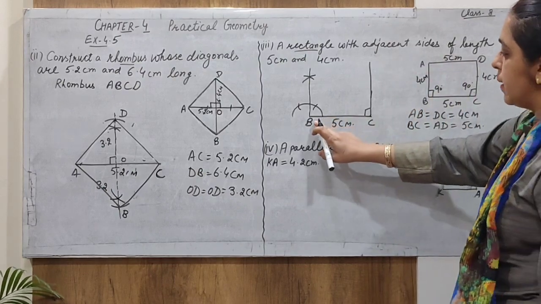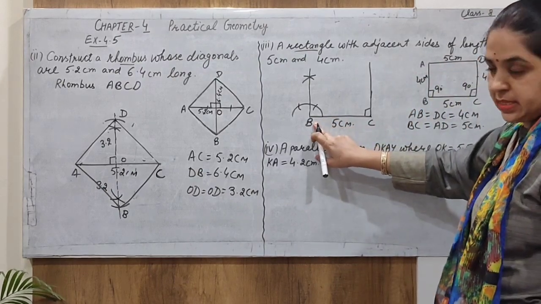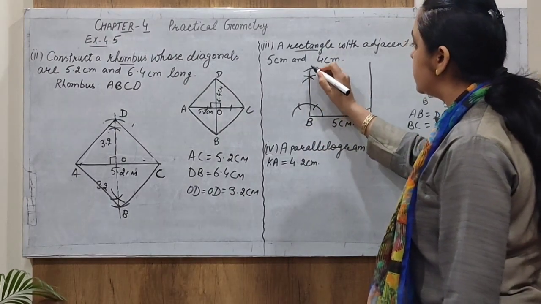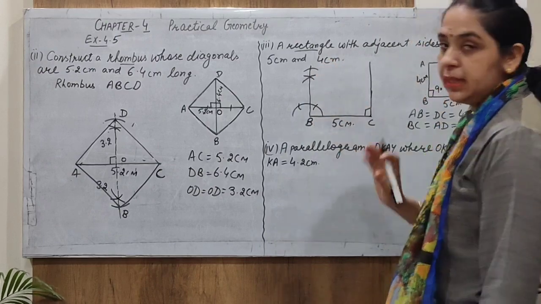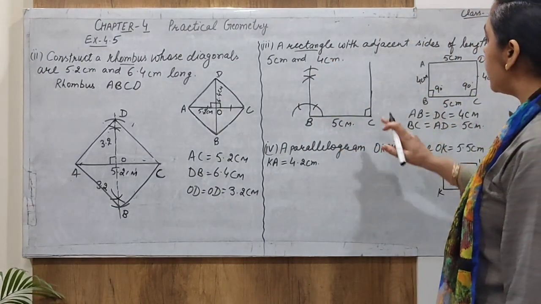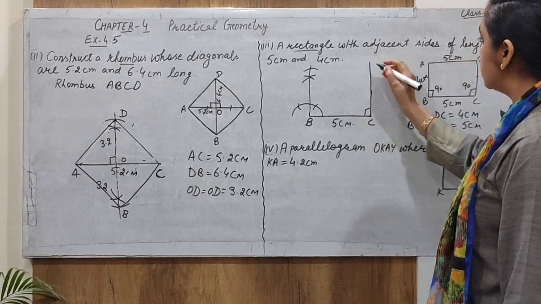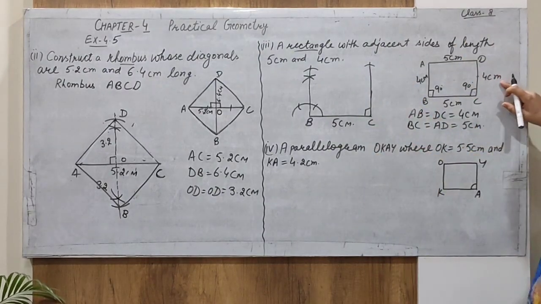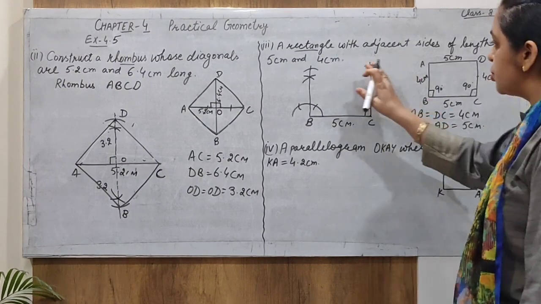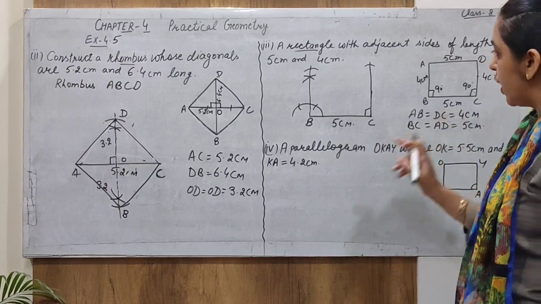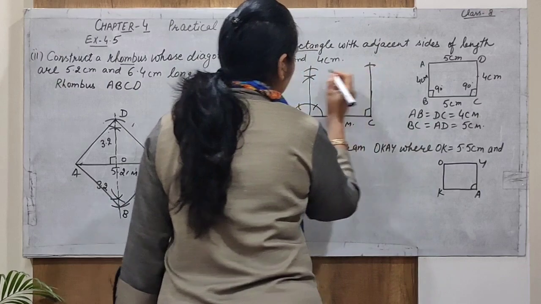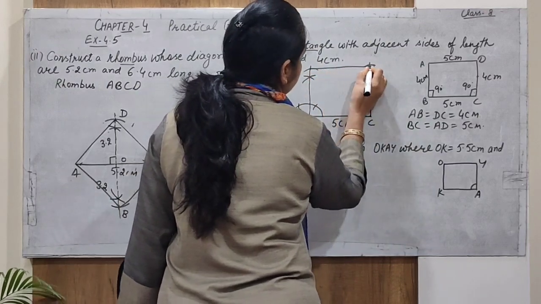So using your compass, considering B as center, draw an arc of 4 centimeter from point B. Similarly, draw an arc from C, considering C as center, and how much? This is also 4 centimeter. So after drawing two arcs, just join these two arcs to get a rectangle whose opposite sides are equal.